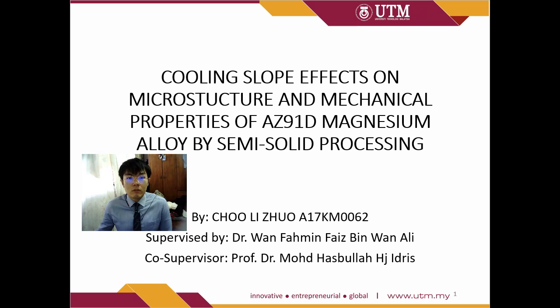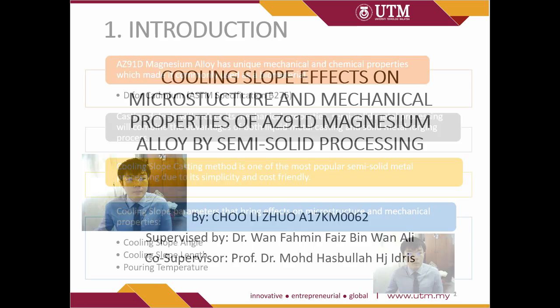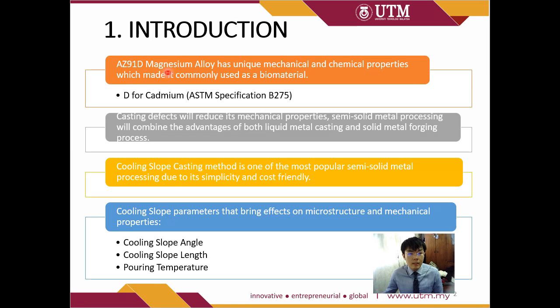So let's begin with my title, Cooling Slope Effects on Microstructure and Mechanical Properties of AZ91D Magnesium Alloy by Semi-Solid Processing. So what is AZ91D magnesium alloy? The 9 stands for 9% of aluminum and the 1 stands for 1% of zinc. D is for the ASTM specification B275. It has unique physical and mechanical properties which make it commonly used as a biomaterial.